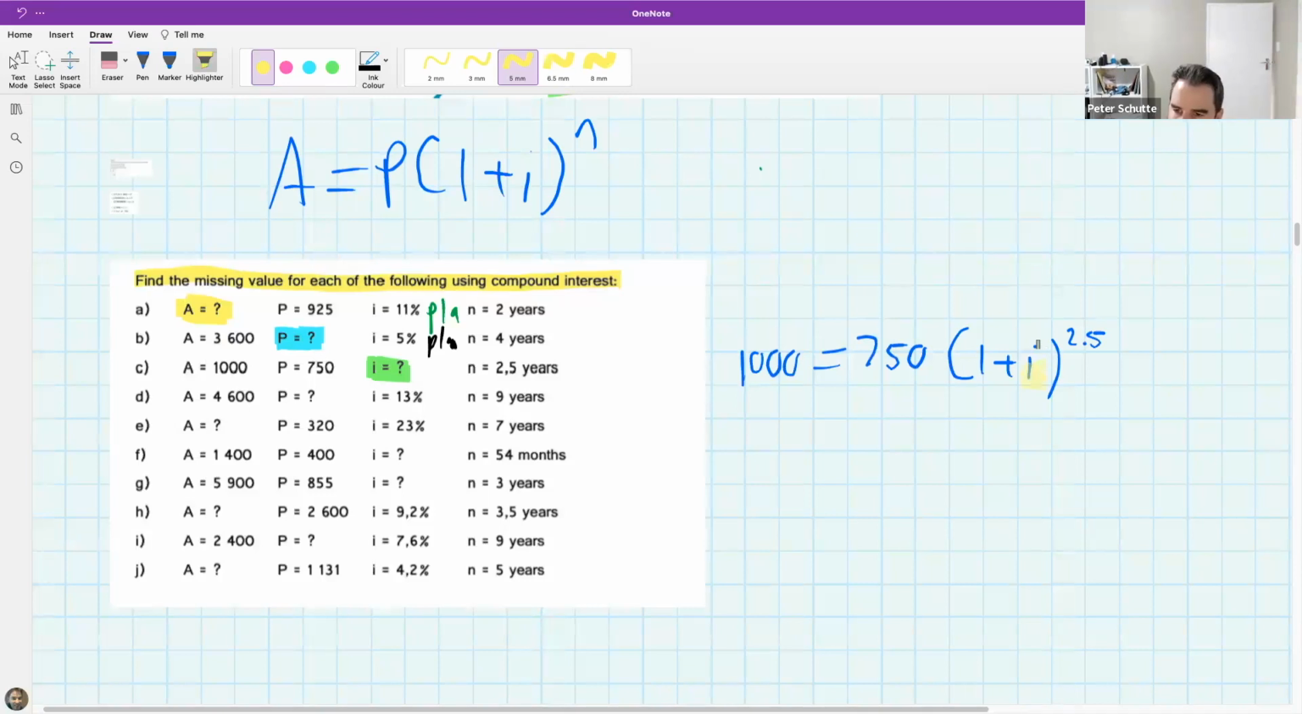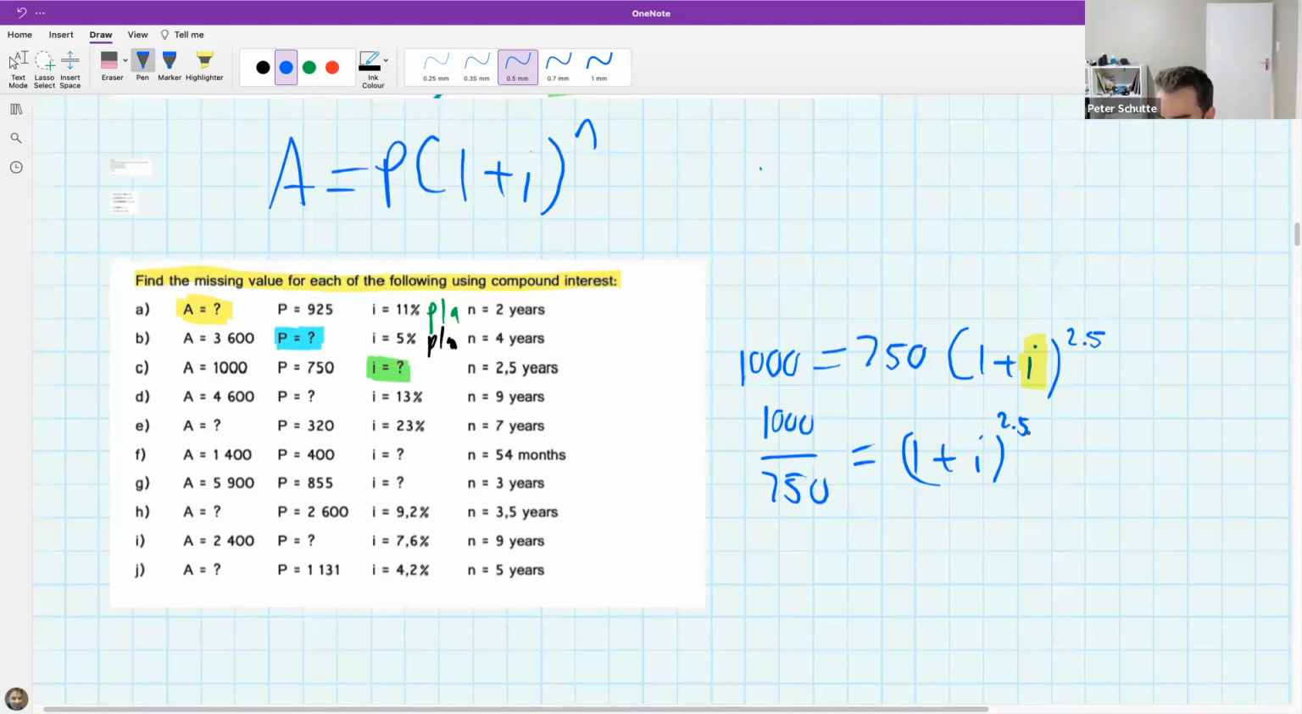I know that I want to get what I is, but it feels like it's locked inside this. Anybody want to give us a suggestion? What would we do to solve this, to get I by itself? Change exponent. Okay, cool. We definitely have to deal with the exponent. Tegavatso says divide by 750. You're right. So if I move the 750 across, I then have this thing over here as 2.5, or some people would write it as 5/2.